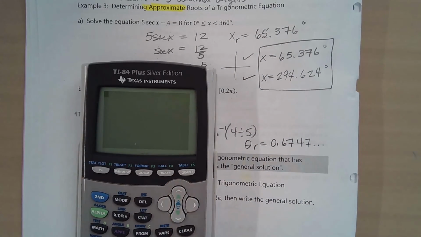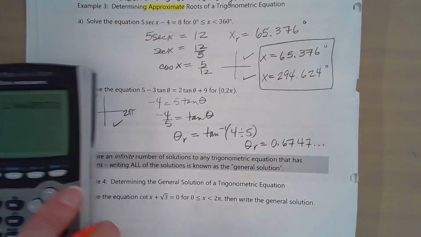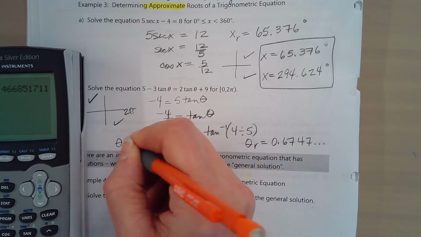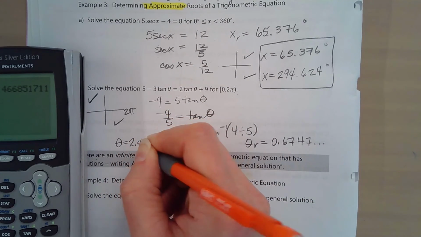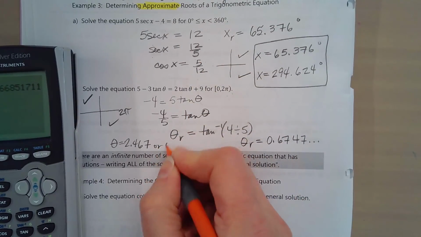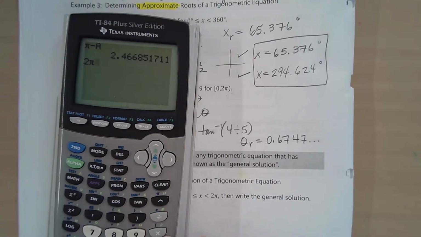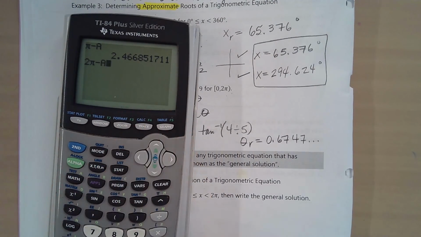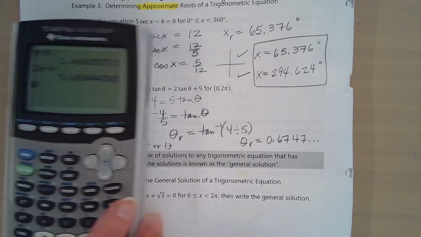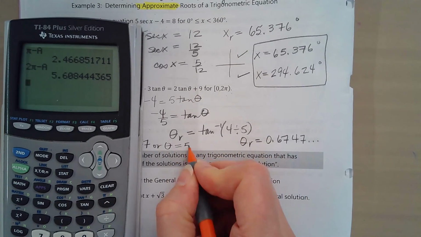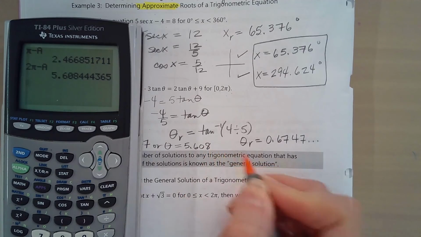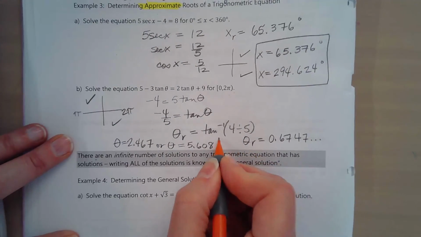Okay. So pi subtract my stored reference angle, and I get theta equals 2.467 to 3 decimals, or 2 pi subtract my stored angle, and I get 5.608. Okay, so those are my 2 answers.